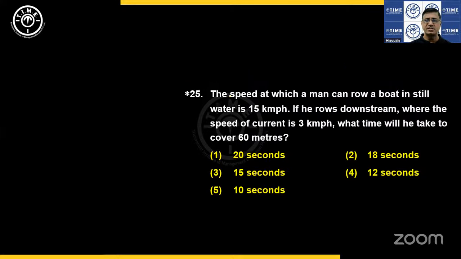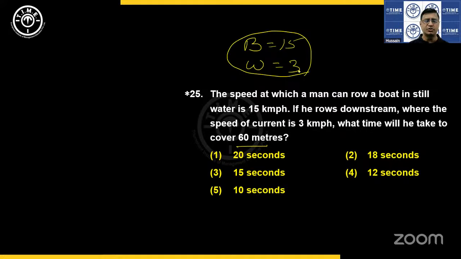Next example on your screen. The speed at which a man can row a boat in still water is 15 kilometers per hour. If he rows downstream, where the speed of the current is 3 kilometers per hour, what time will he take to cover 60 meters? I am taking the speed of the boat as b, that is 15 kilometers per hour, and the water, that is 3 kilometers per hour. 60 meters they have to cover. Downstream is the sum of these two values.